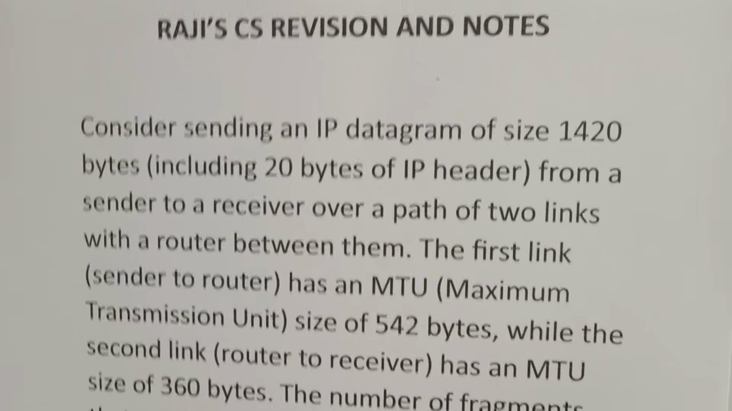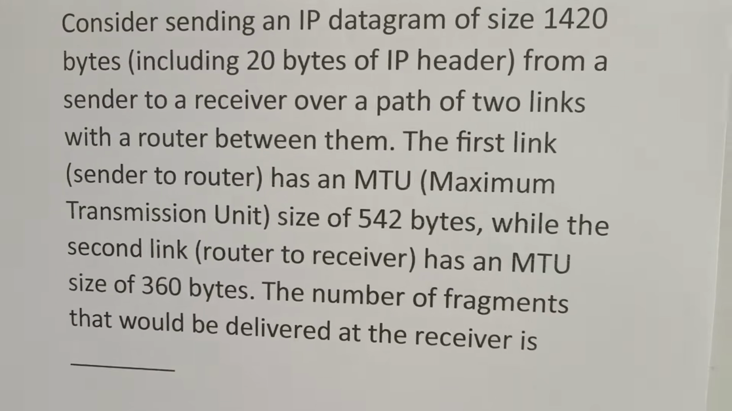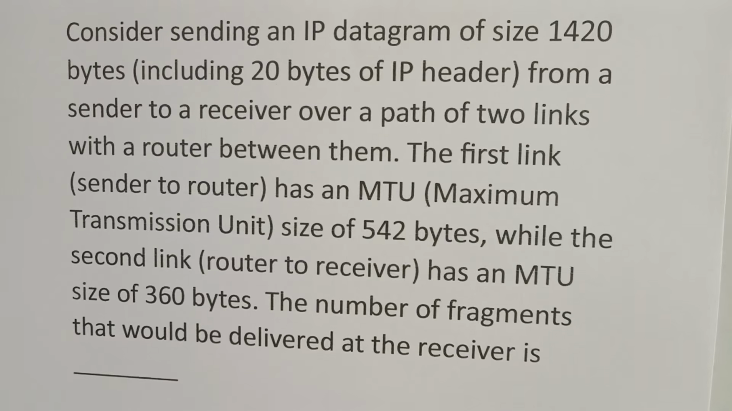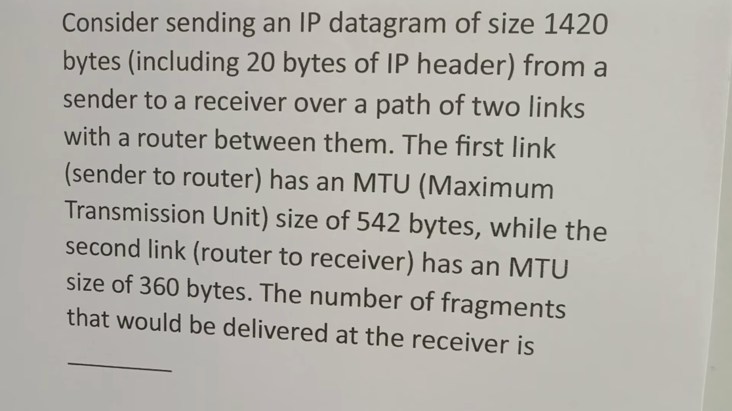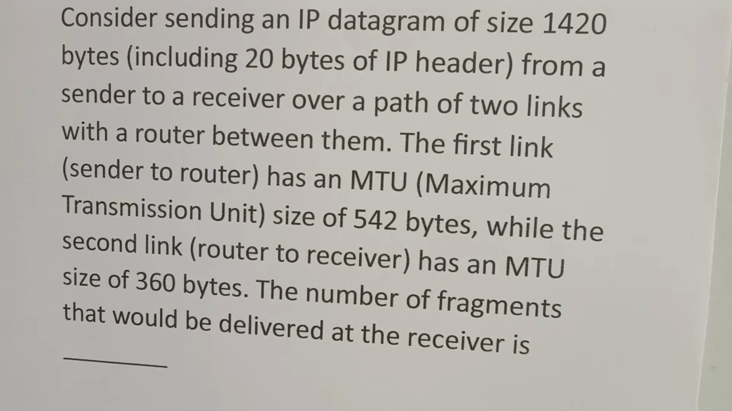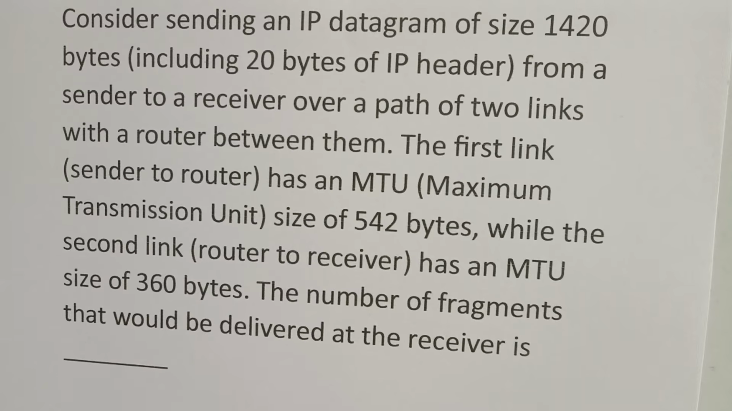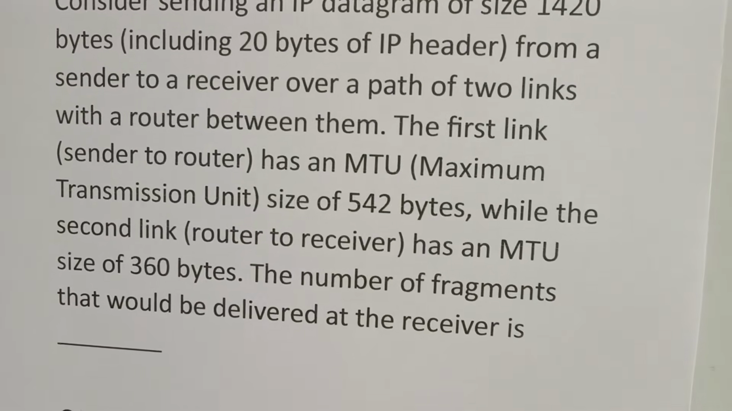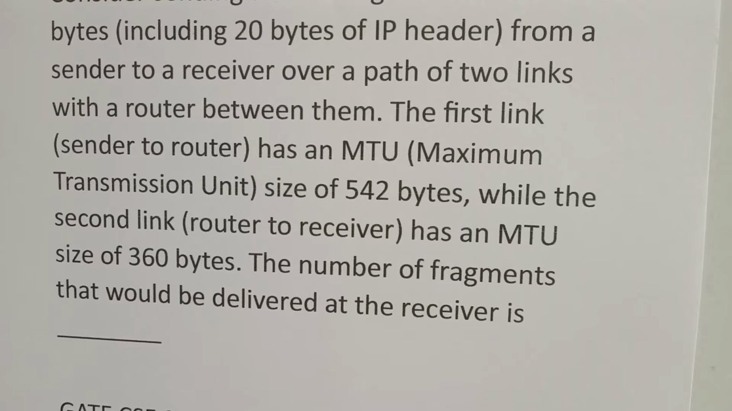Today we'll see a solved problem. Consider sending an IP datagram of size 1420 bytes, including 20 bytes of IP header, from a sender to a receiver over a path of two links with a router between them. The first link, from the sender to the router, has an MTU (maximum transmission unit) size of 542 bytes, while the second link, from the router to the receiver, has an MTU size of 360 bytes. The number of fragments that would be delivered at the receiver?